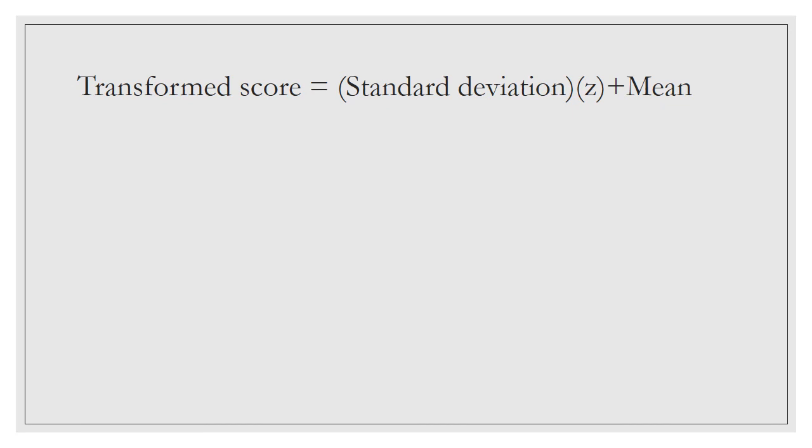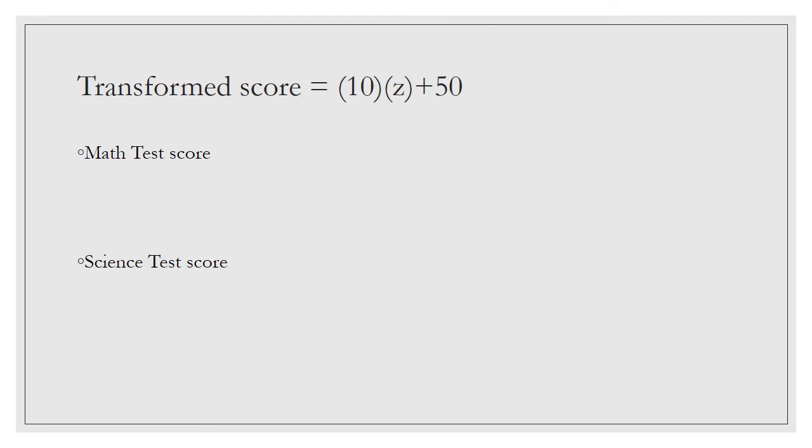In this case, we're going to multiply our z-scores by the new standard deviation we'd like and add the new mean. So for our example, we're going to multiply by 10, a new standard deviation of 10, and we're going to add 50. So let's go ahead and do a really simple transformation. We're just going to multiply by 10 and add 50. So our new standard deviation will be 10 and our new mean will be 50.